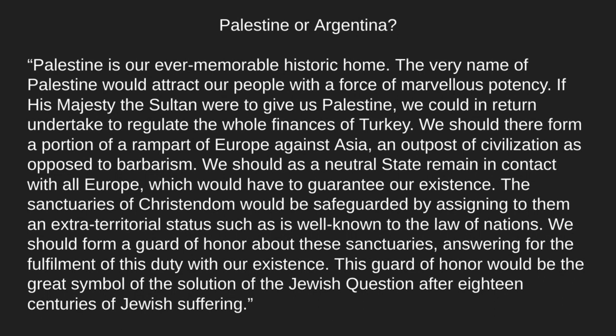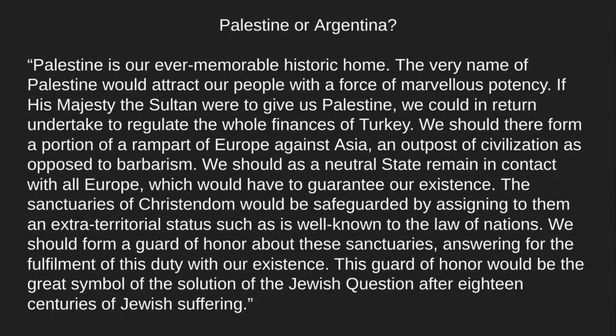It says that even the name of Palestine is going to attract people. If His Majesty the Sultan were to give us Palestine, we could in return undertake to regulate the whole finances of Turkey. So here he's again appealing to the Sultan of Turkey to recognize, and in return, Jews would help provide financial regulation of the finances of Turkey, and this could bring benefits to them as well. We should there form a portion of a rampart of Europe against Asia, and this is very interesting.